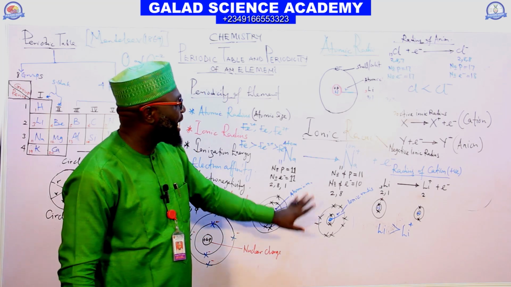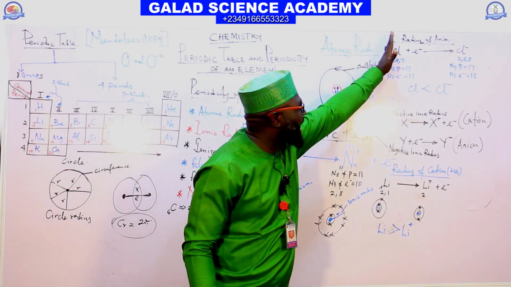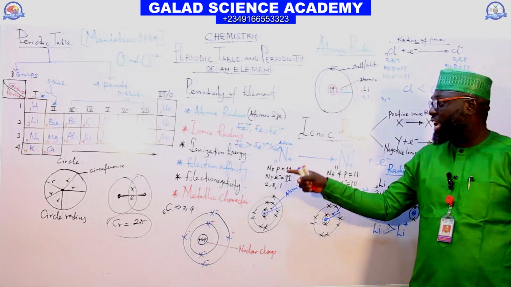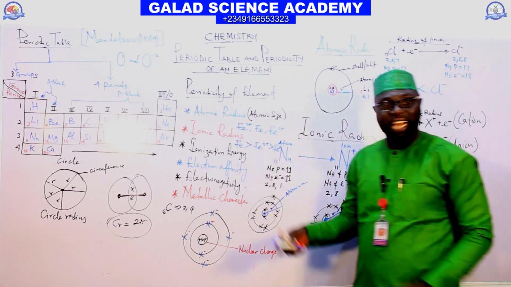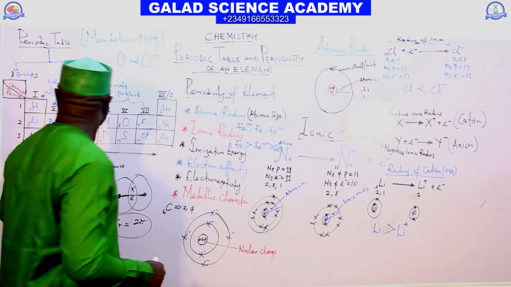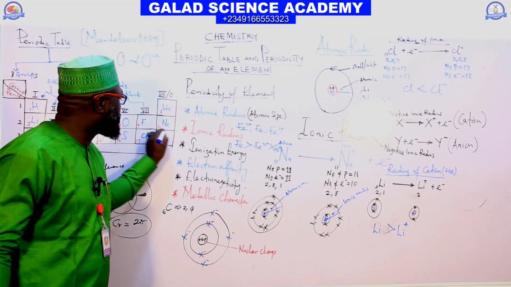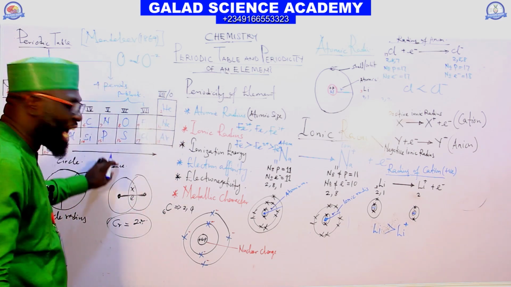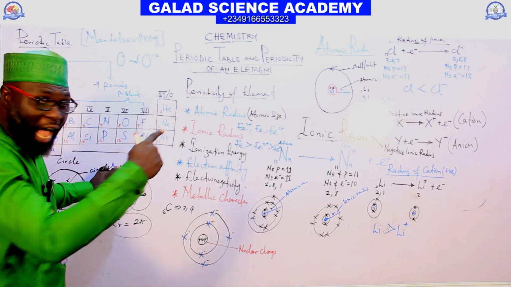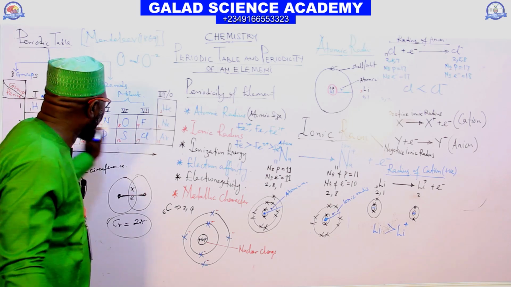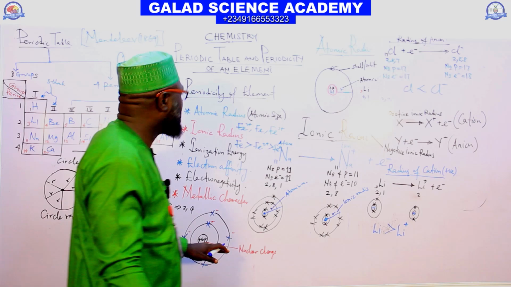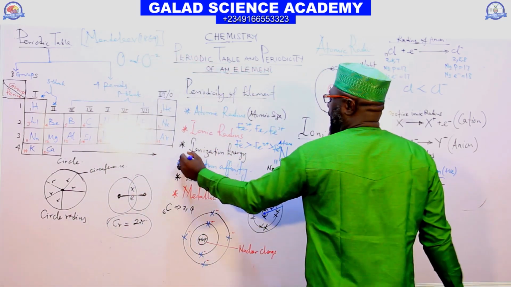That is all about ionic radii, which is the radius of anion and the radius of cation. Let's not forget, go to the next one. The ionic radius is the same as atomic radii: it decreases across the period but increases down the group. Note it. The next one is ionization energy.